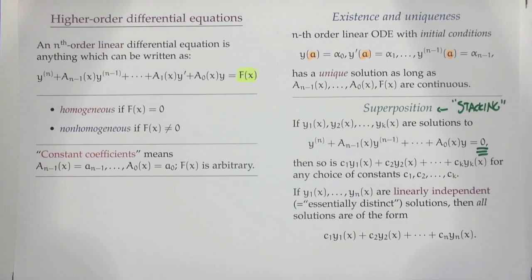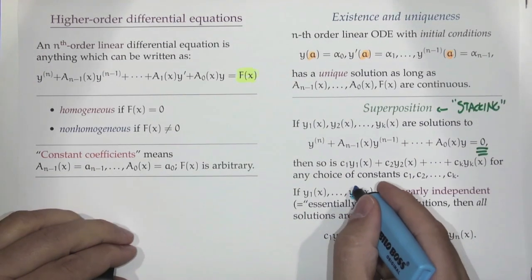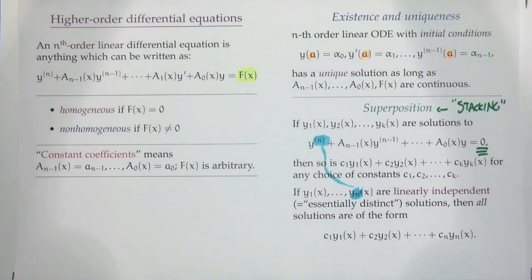So instead of having to say, how do we find the right solution, we say, let's find a good family of solutions, and then all solutions should come from that. And in fact, that's the punchline. If we have n solutions, and n is very important here, this n matches with that n, so we have n solutions, and they're linearly independent.